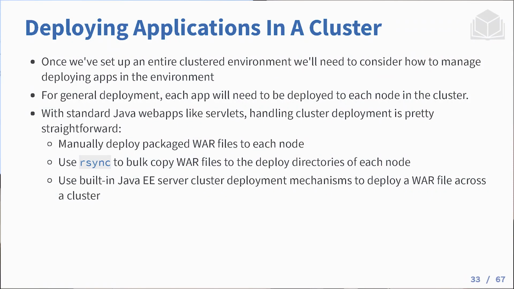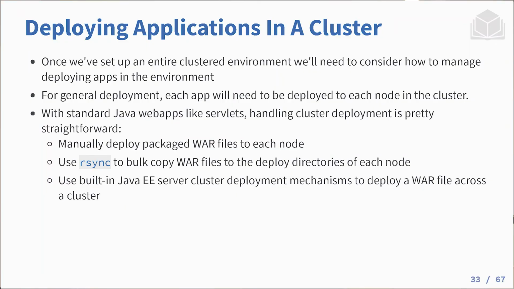As I say here, with standard Java web apps like servlets and so on, cluster deployment is pretty straightforward. Many of these options just apply to Tomcat easily, because Tomcat doesn't really have any default way of handling cluster. There are some plugins that you can install, but out of the box, Tomcat doesn't have any cluster operations. So you can manually deploy them. You can use rsync to basically synchronize them. The last one is then what you use with a proper server. You use these server clusters.